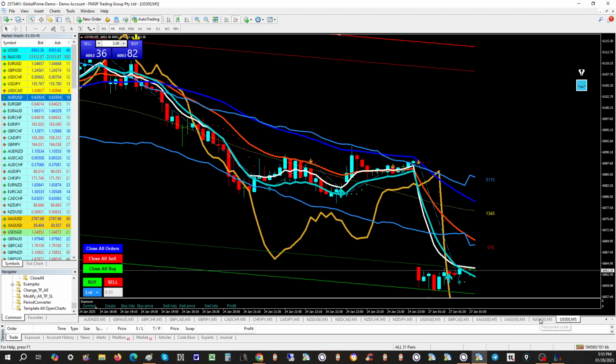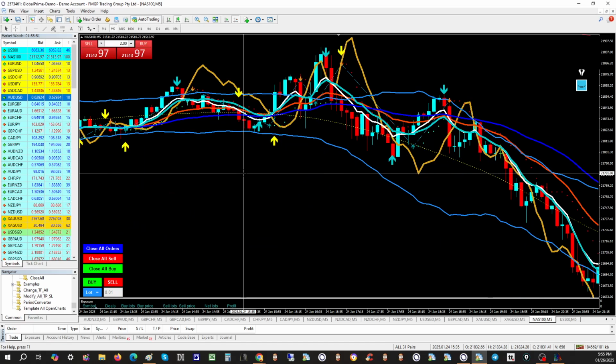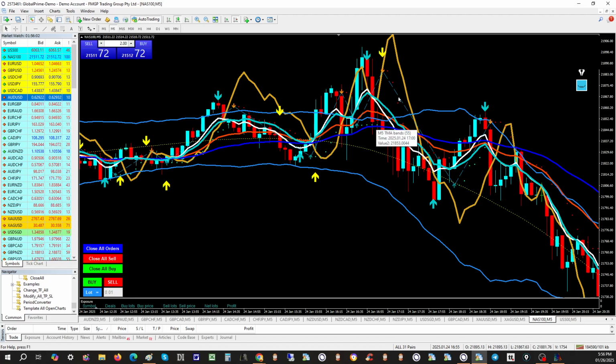Let's go to the NAS. Let's see here, about 1500. Your first trade, what we're looking for is this blue colored line coming outside these bands. And when that happens, an arrow, a small arrow, followed by that blue line coming outside these blue bands.